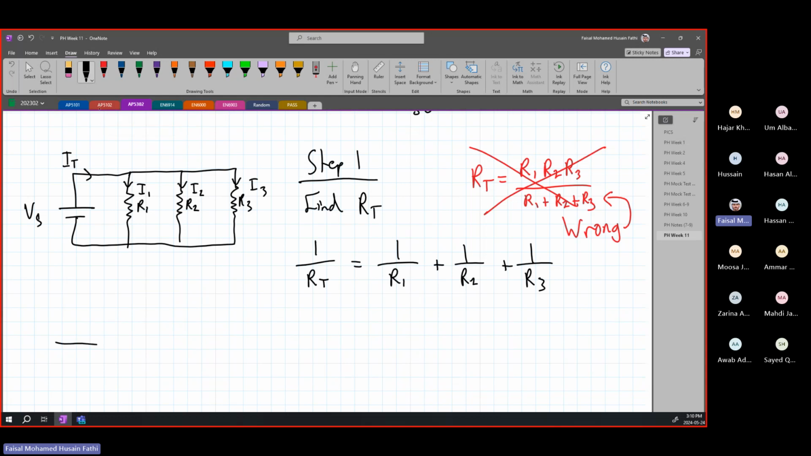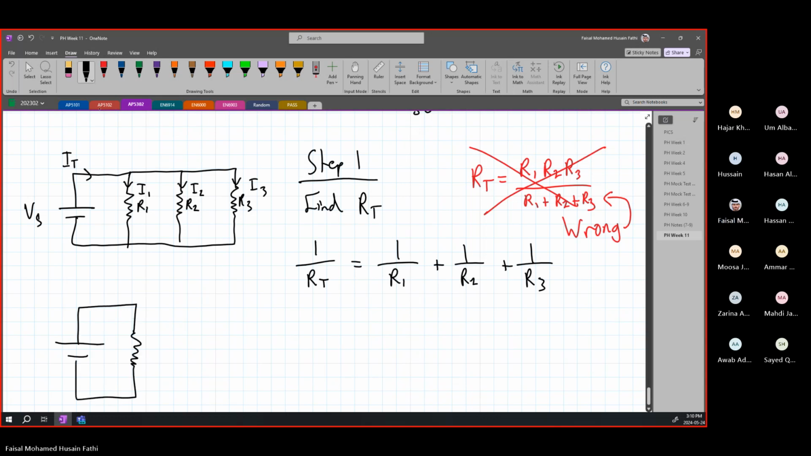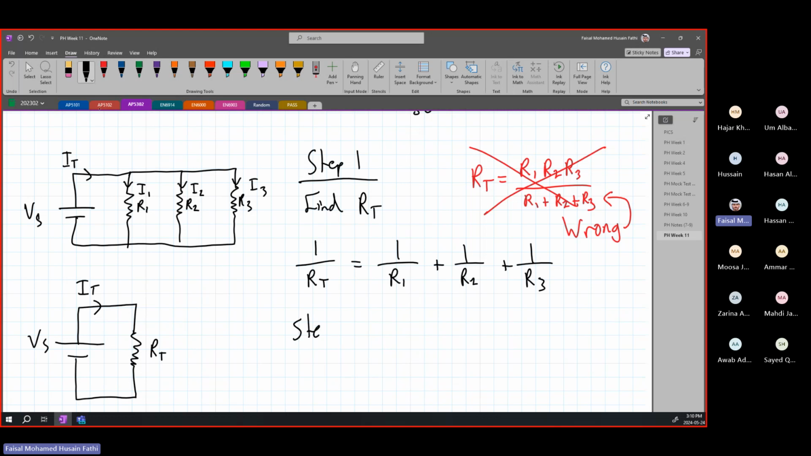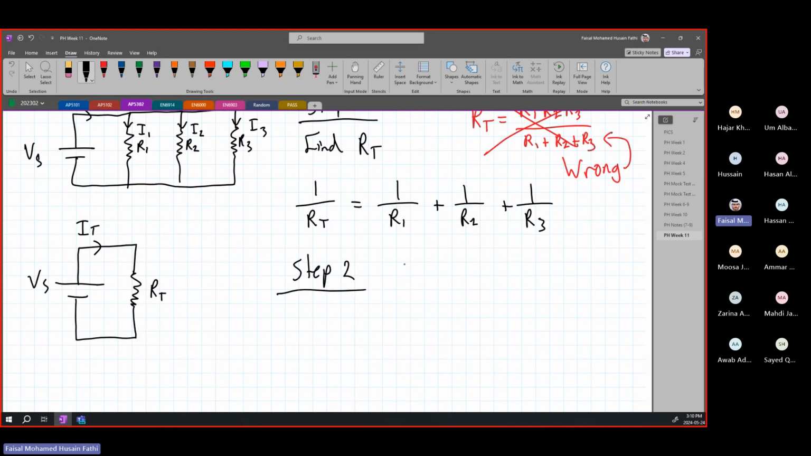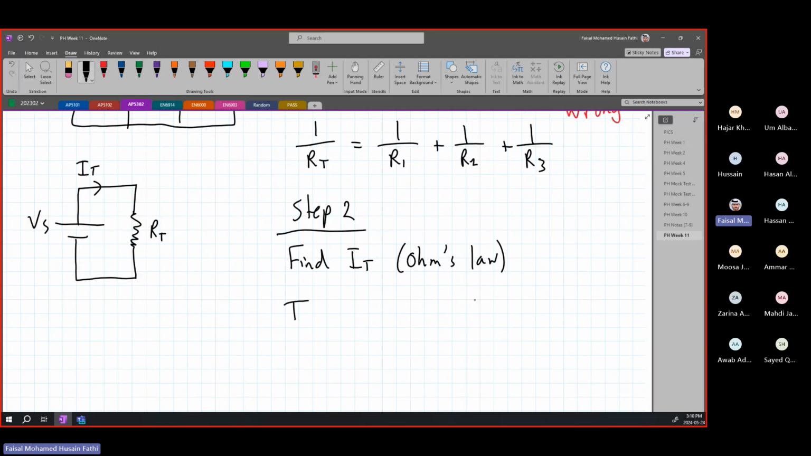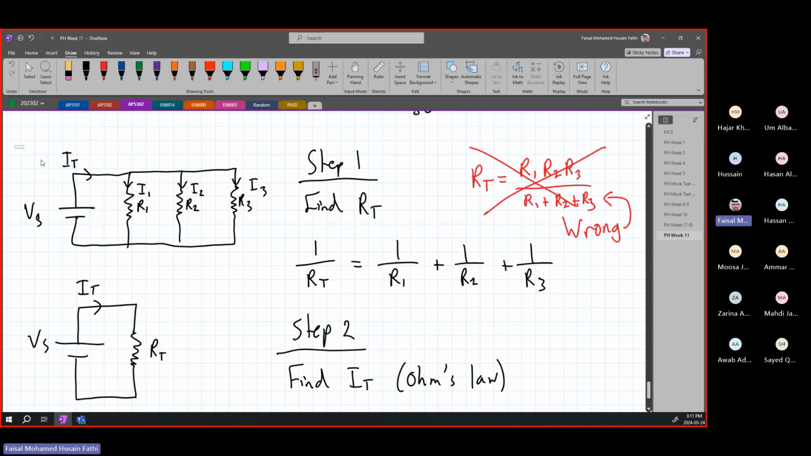Then you are going to be left with a circuit like this with 1 resistor only. You'll have the same I total current going here. This is Vs and this is R total. So step 2 will be to find I total using Ohm's law. How do you find I total? I total is V total, or V source in this case, over the total resistance. Step 3 would be finding your currents I1, I2, and I3.